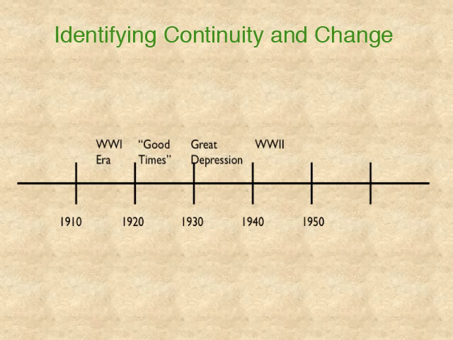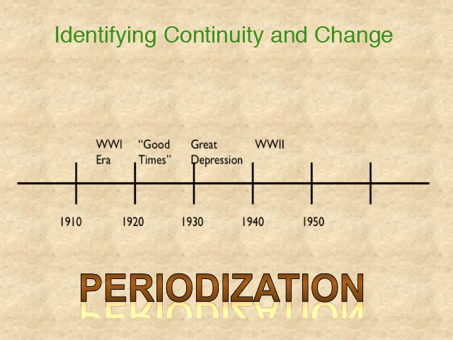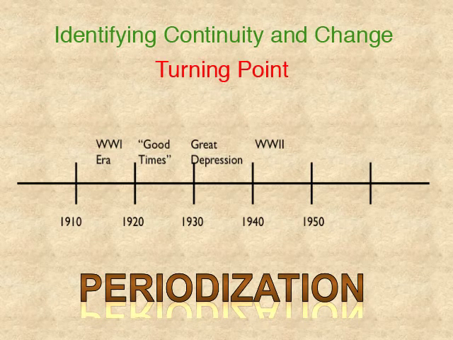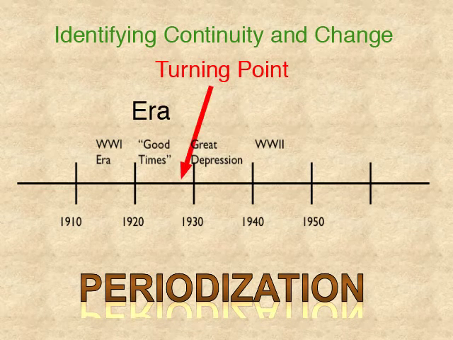One ubiquitous expression of continuity and change is periodization, organizing the past into periods or eras. A period or an era is a time of continuity. Significant change is referred to as a turning point. So the pattern is era, turning point, era.